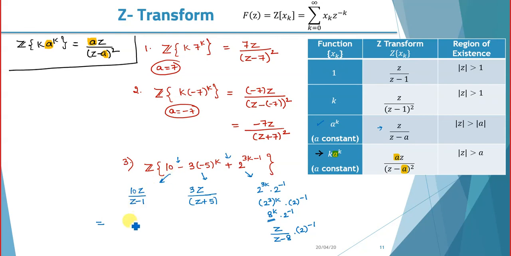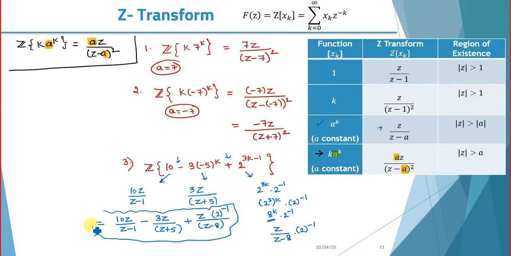for the first term, 10z over z minus 1. In between these two the sign is negative. 3z over z plus 5. In between the sign is plus, so it is z over z minus 8 times 2 to the power minus 1. So you can either write 2 power minus 1 or you can write half, both are fine. Okay, so this will be your answer.